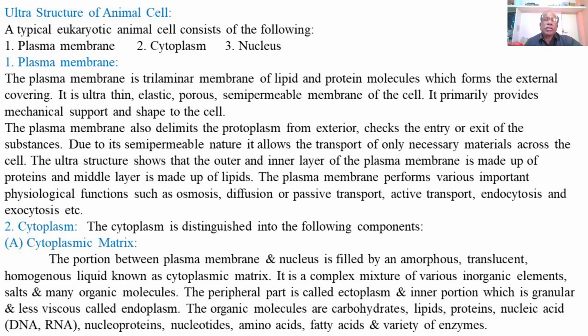The ultrastructure shows that the outer and inner layers of the plasma membrane are made up of proteins and the middle layer is made up of lipids. The plasma membrane performs various important physiological functions such as osmosis, diffusion or passive transport, active transport, endocytosis and exocytosis.